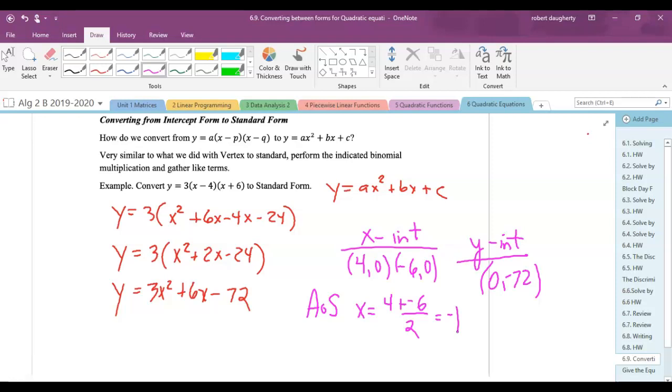What's the vertex? How do I find the vertex? Plug in negative 1 into either of these equations, okay? So where is it easier? You can plug in negative 1 here or here, okay? If I plug a negative 1 in here, this becomes 3, what is it, 3 minus 6, which is negative 3 minus 72, negative 75.